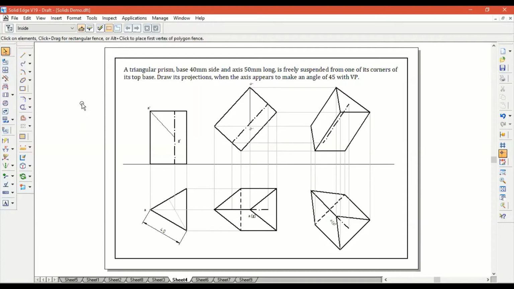I know this is a slightly longer video than the last one. I had planned for the previous video to be the last one, but somehow it didn't work out. This basically completes your chapter on projection of solids in computer-aided engineering drawing.